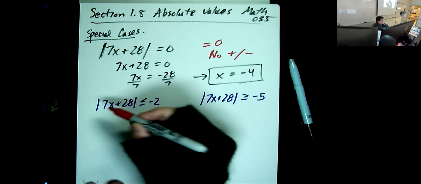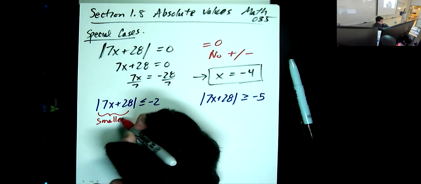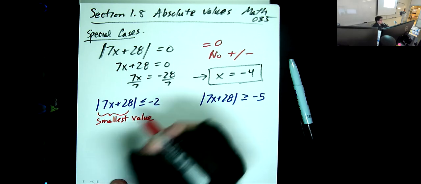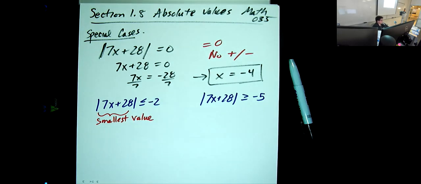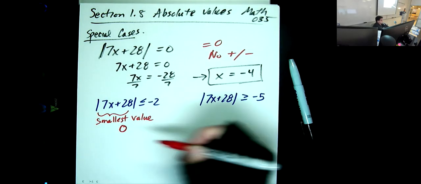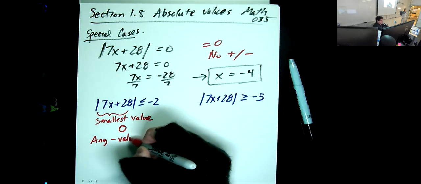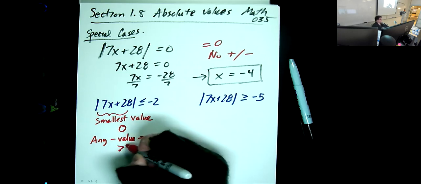What is the smallest value that this can take? As an absolute value entirely, not looking at the 7x plus 28. What's the smallest value that something in an absolute value could get? 0. The smallest value it can be is 0, because if it goes negative, any negative value just becomes positive, and that's greater than 0.